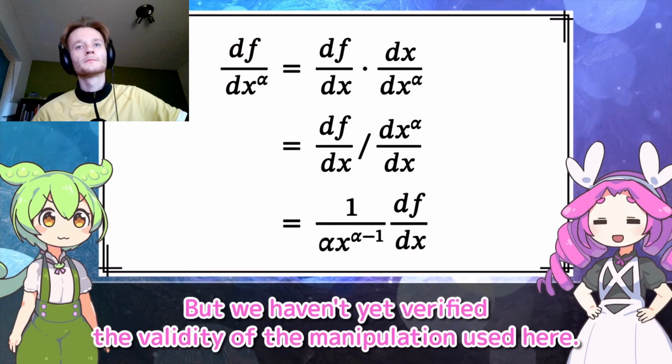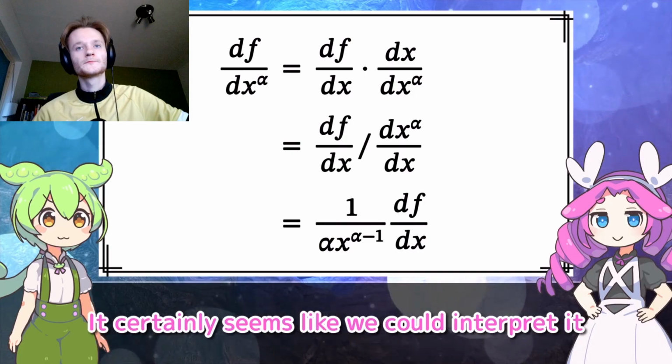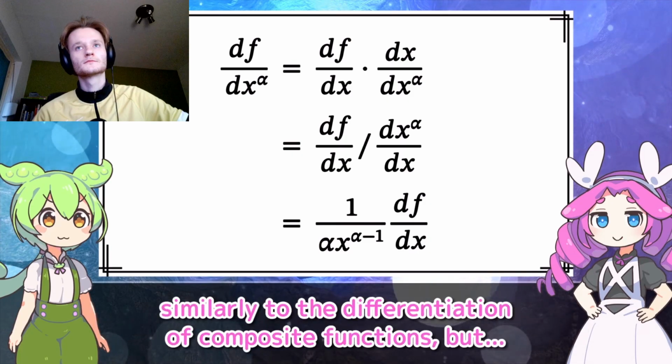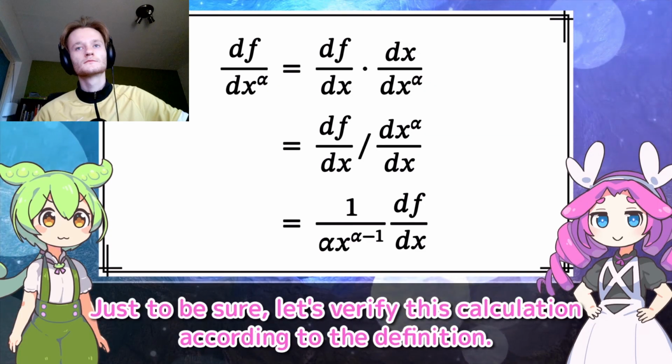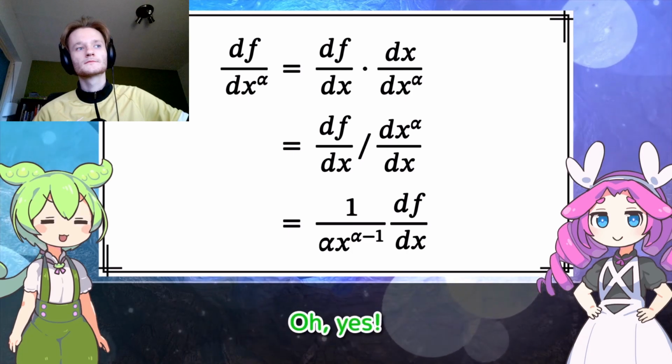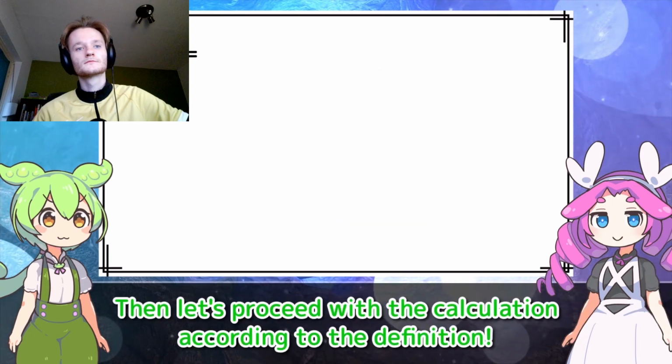But we haven't yet verified the validity of the manipulation used here. It certainly seems like we could interpret it similarly to the differentiation of composite functions, but just to be sure, let's verify this calculation according to the definition. Then let's proceed with the calculation according to the definition.